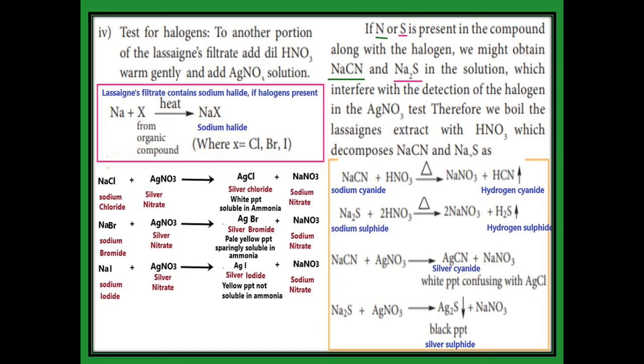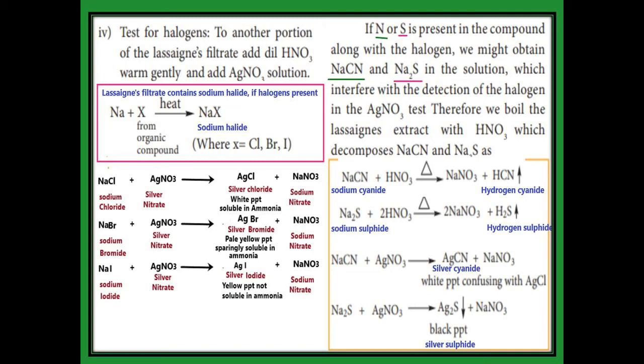For that, we have to add nitric acid. Sodium cyanide reacts with the nitric acid. See the right hand side, the first reaction. NaCN is sodium cyanide. It reacts with nitric acid and gives sodium nitrate, NaNO3, plus hydrogen cyanide. It is a gas, so it is expelled out. Now the nitrogen is removed as hydrogen cyanide with the help of nitric acid.